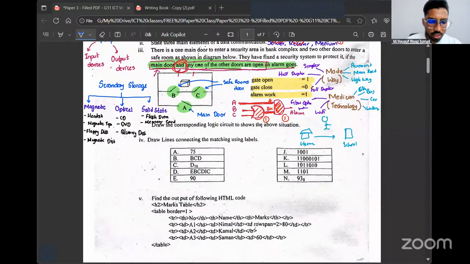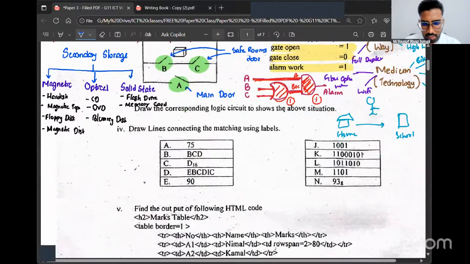Next. Draw the lines connecting the matching labels. Okay, let's see. They have given different values and are asking us to connect. So we have BCD, EBCDIC, D base 16, 90, 75, and so on. On the right side, we have different values. All of them look like binary numbers. The last one looks like an octal number. Let's see.